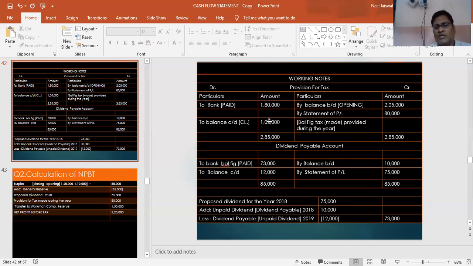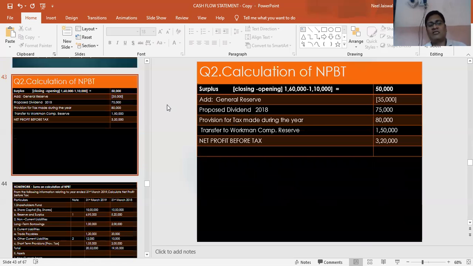If nothing is mentioned, then my opening balance only we have paid this year and the closing balance will be recorded this side. Just think there is no other information. Then by balance brought down 2,05,000, to balance carried down 1,05,000. Whatever is the opening balance, that only we assume has been paid this year. That means we would have paid 2,05,000. Then whatever is the current year's balance left is transferred to statement of PL. If no information is given, the current year's balance only we take as addition to NPBT.